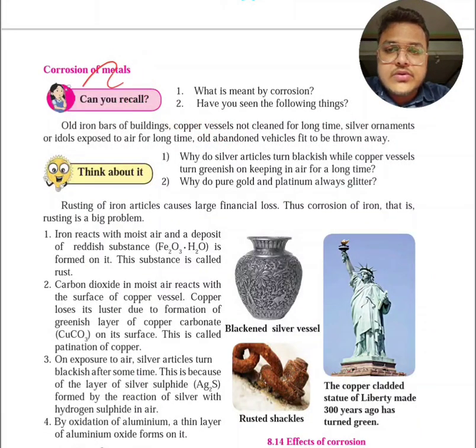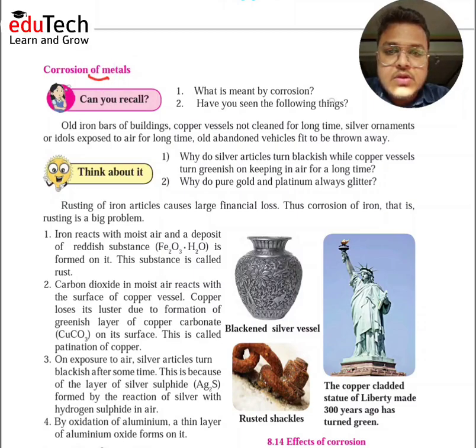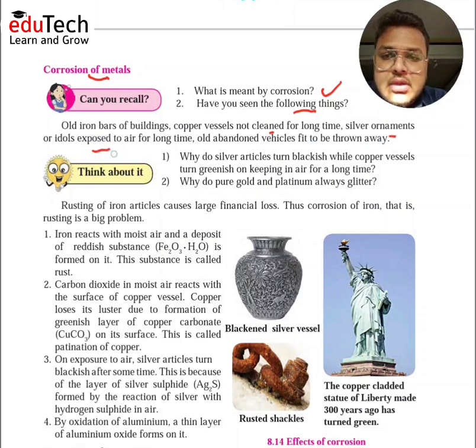In this video we are going to see corrosion of metal. So what is corrosion, and have you seen the following things? Old iron bars of buildings, copper vessels not cleaned for a long time, silver ornaments or idols exposed to air for a long time, old abandoned vehicles fit to be thrown away.